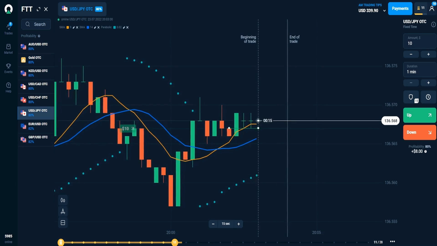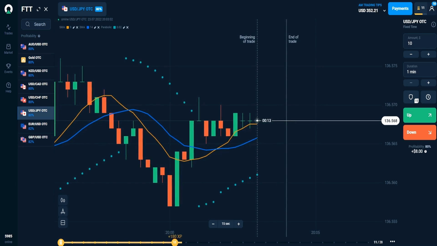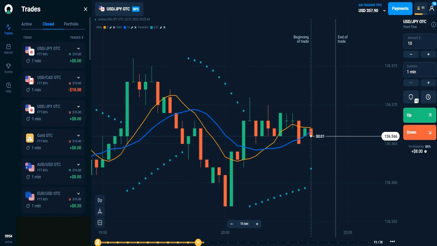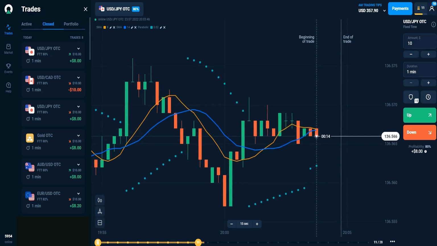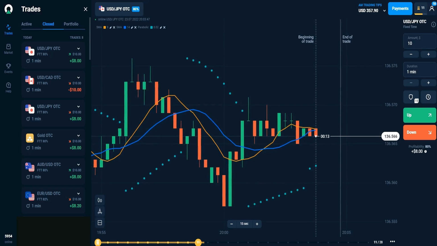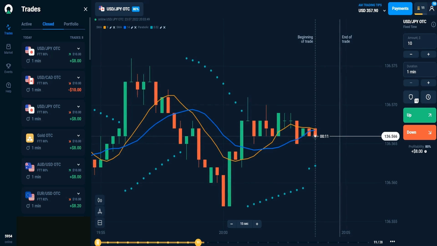Now let's see how this trade closes. And yes, we won this trade. As you can see, after getting the perfect confirmations from our strategy, the price moved in our favor and the trade closed in profit. This clearly shows that when you follow the rules with discipline, the results will follow. Today, we saw both winning and losing trades, and that's the reality of trading. Not every trade will win, but the goal is to stay consistent and trust your strategy over the long run.